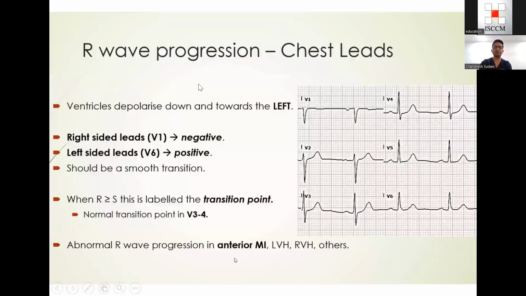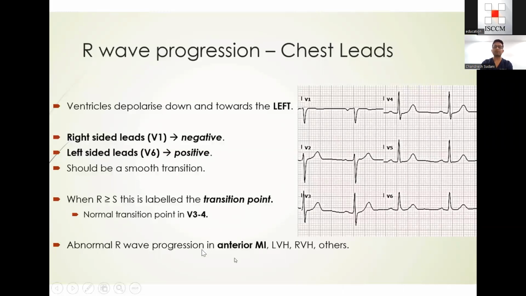Now coming to the R wave progression, how it progresses from V1 to V6. As I told earlier, initially the R wave positive deflection will be very small, then in V2 a little bit more, in V3 again more. By the time it reaches V4, the R wave positive deflection will be more than the negative deflection of S. So ventricles depolarize down and towards the left. That's why you will always see right-sided leads, meaning V1, have a negative deflection, while left-sided leads, V6, have a positive one. So when R is more than S, this is labeled as the transitional position. Generally, it happens at the level of V3 or V4.